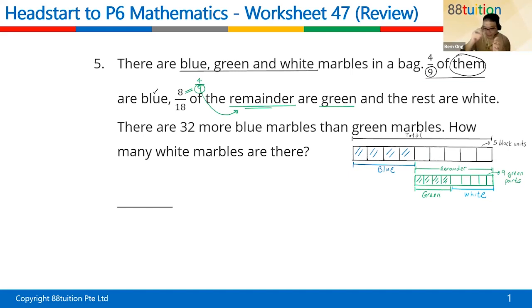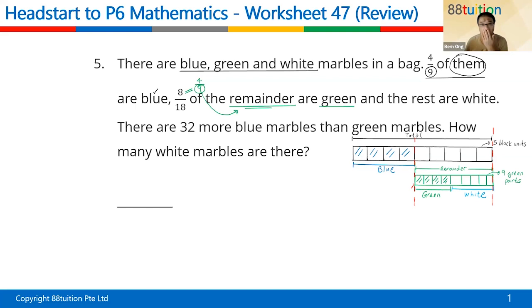So we have 5 black units and we have 9 green parts, and they are supposed to be what? They are supposed to be of the same size because we are talking about the same portion here. All right. So now there's a problem. What's the problem? The problem is the 5 black unit and the 9 green parts. They are different size lah.